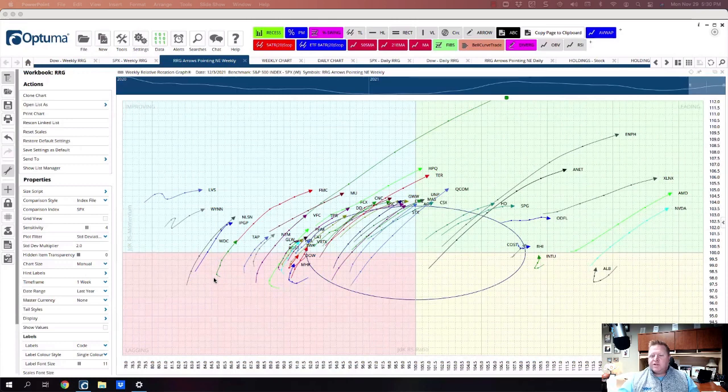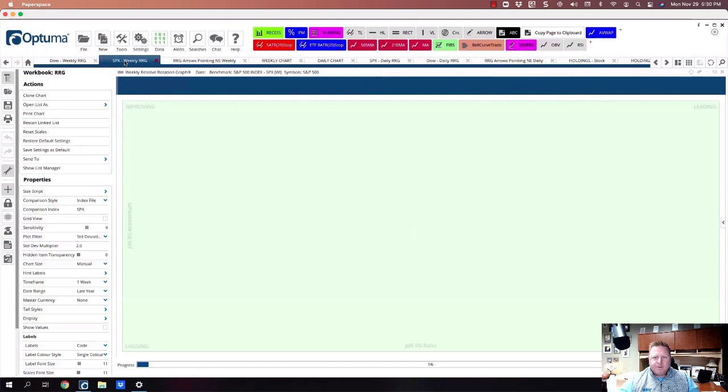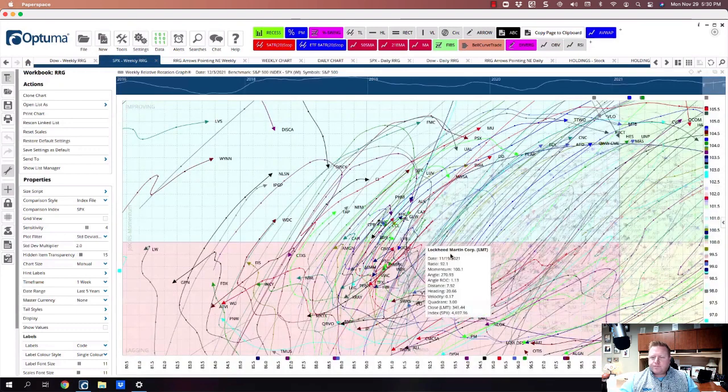I want to focus on the ones that are heading northeast, or heading toward improving and or leading. Now, if I start over here with a plain RRG with no coding whatsoever, I'm going to click on it and you can see how it gets built here. So this is building all 505 stocks with RRG. It's going to be done in a couple seconds. And then boom. Now we have everything.